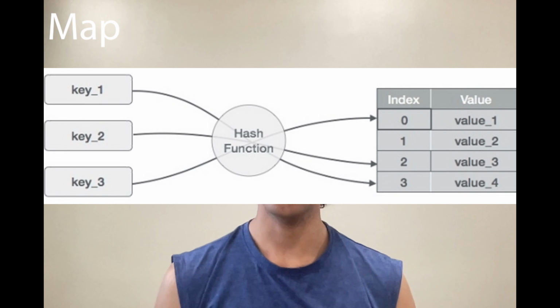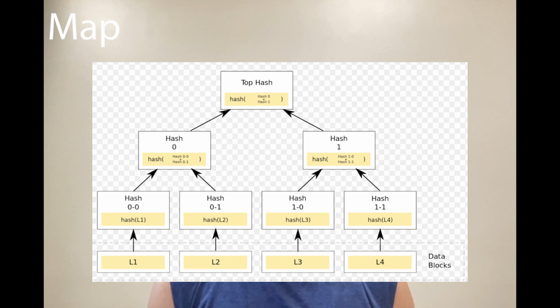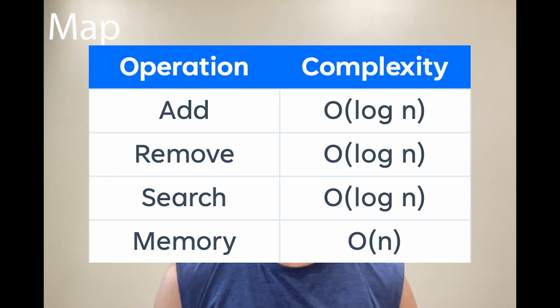There are various different ways to implement your map. You can either use a hash function to implement your map, similar to a hash map, in which case the complexities would be constant time, or you can use a hash tree, in which case the complexities would become O(log n), logarithmic, and the memory complexity is going to be linear time.